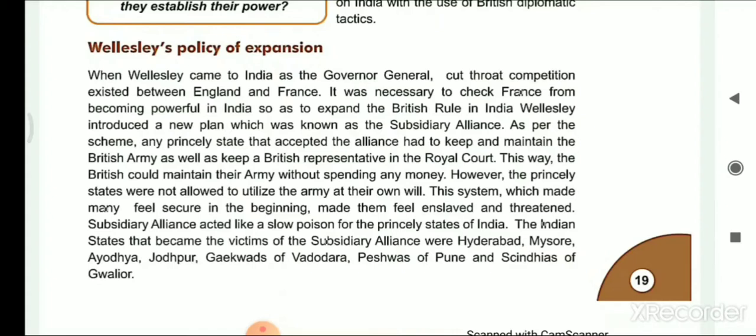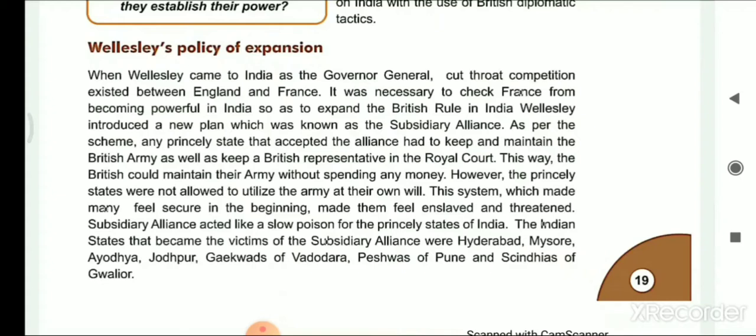When Wellesley came to India as the Governor General, cutthroat competition existed between England and France. It was necessary to check France from becoming powerful in India. So as to expand the British rule in India, Wellesley introduced a new plan which was known as subsidiary alliance.